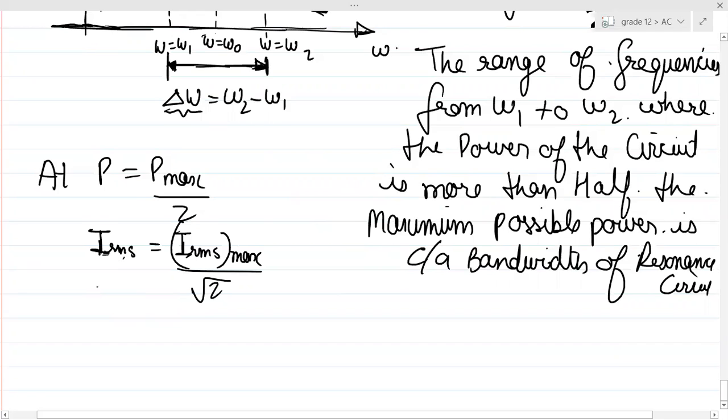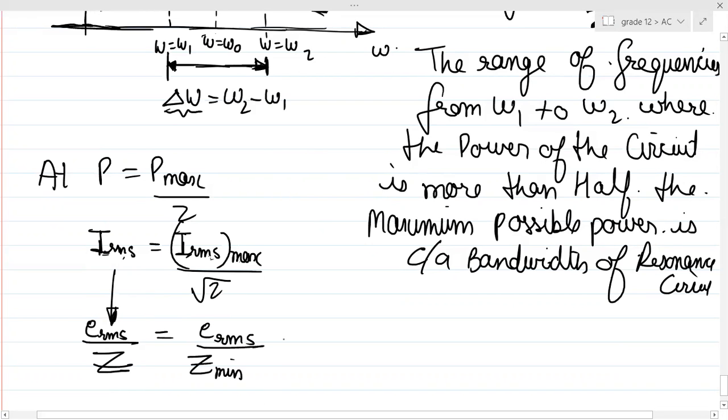Can I write this thing as ERMS divided by Z? Can I write this thing, because this is at general and this is at omega naught, right? So this is general. Yeah. So this is at omega naught. So can I write this thing as, what is the value of IRMS max? IRMS max will be basically ERMS by Z minimum. Yes or no?